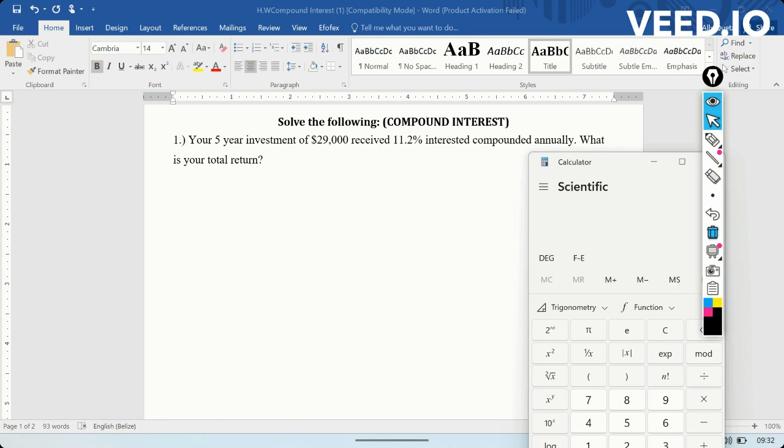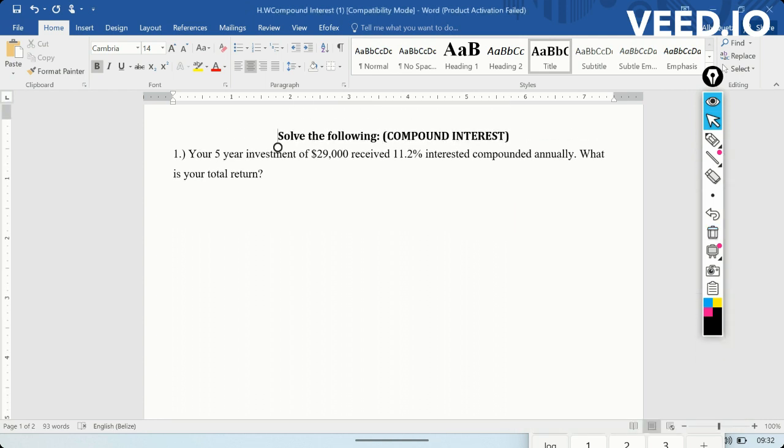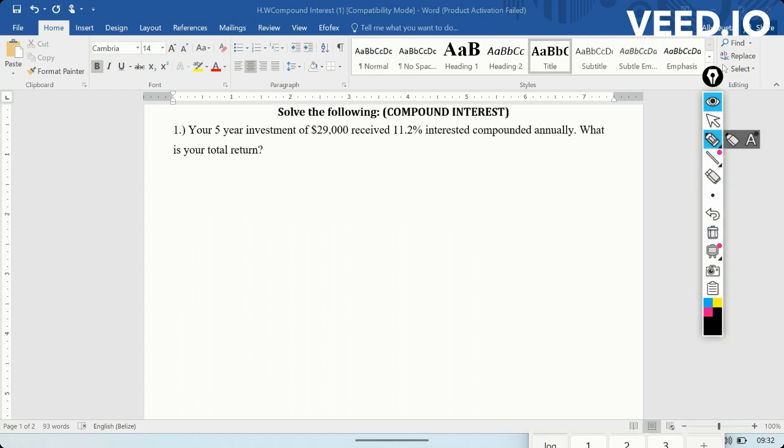So the formula we use is going to be amount equals principal, open bracket, 1 plus rate over 100, raised to the n, where the P is the amount you're investing. In this case, it's gonna be 29,000. So P equals 29,000.